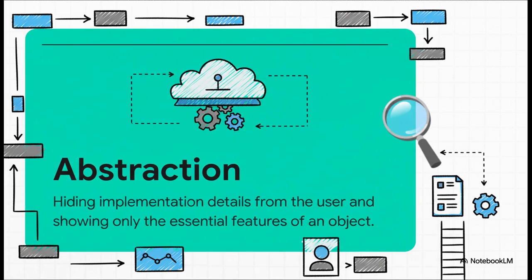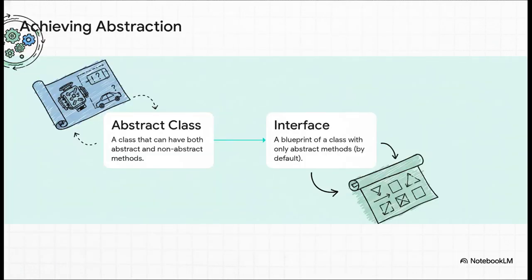And that's the whole point in programming. Abstraction lets us focus on what an object does, not how it does it. We get to interact with a simple set of controls while all the complicated, messy details are tucked away out of sight. So how do we pull this off in Java?